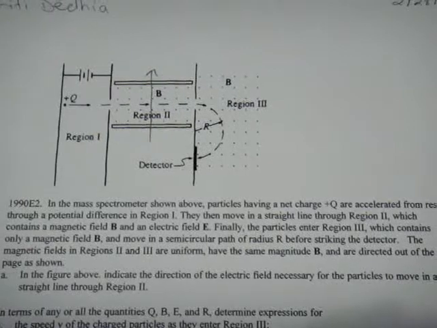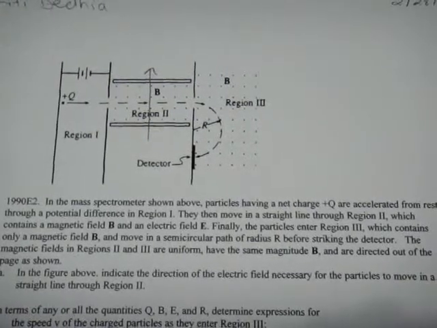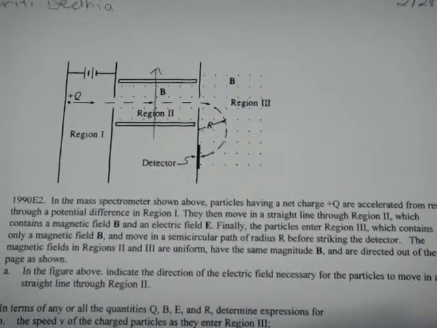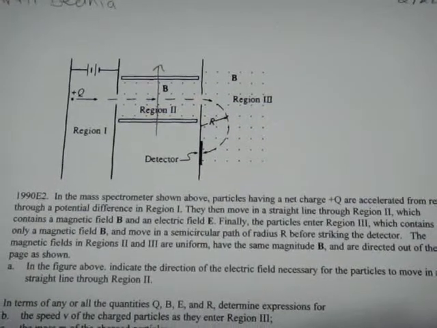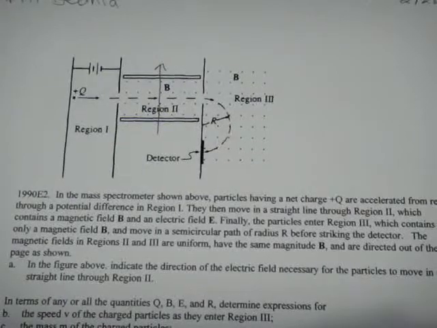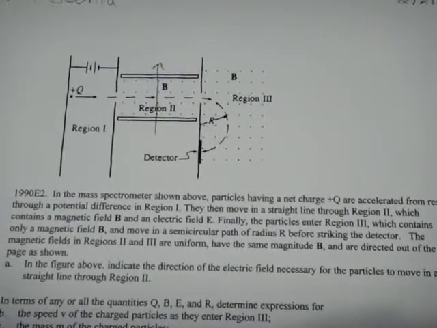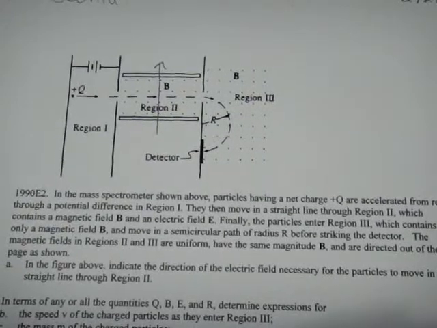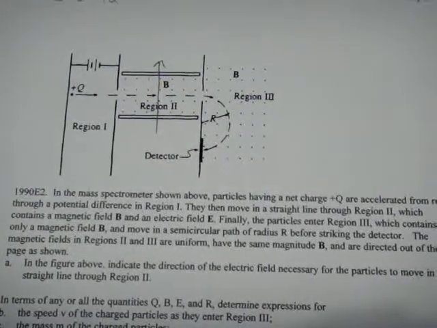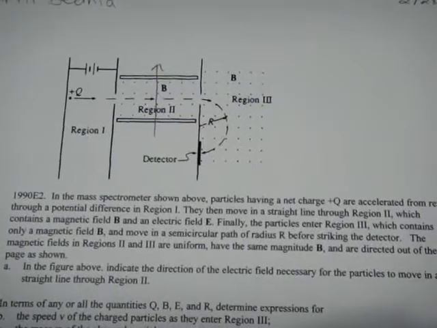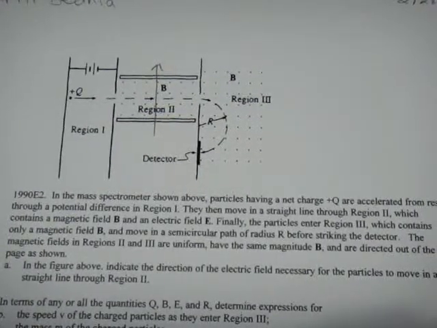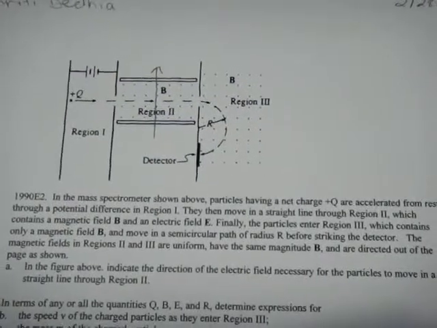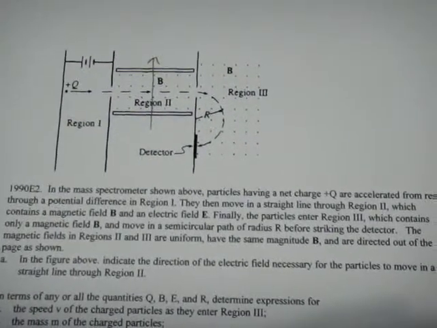In the mass spectrometer shown above, particles have a net charge plus Q, are accelerated from rest through potential difference V in region 1. They then move in a straight line through region 2, which contains a magnetic field B and electric field E. Finally, the particles enter region 3, which contains only a magnetic field B, and move in a semicircular path of radius r before striking the detector. The magnetic fields in regions 2 and 3 are uniform, have the same magnitude B, and are directed out of the page as shown.